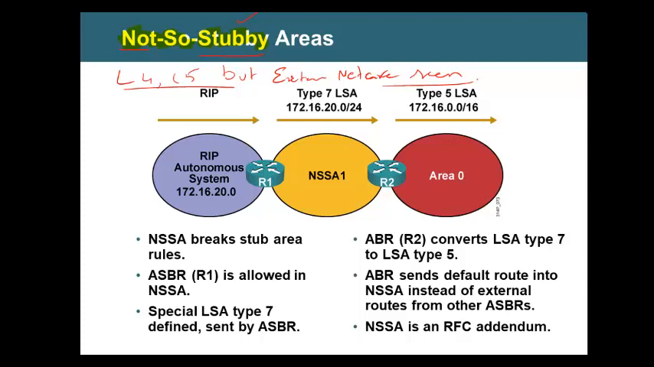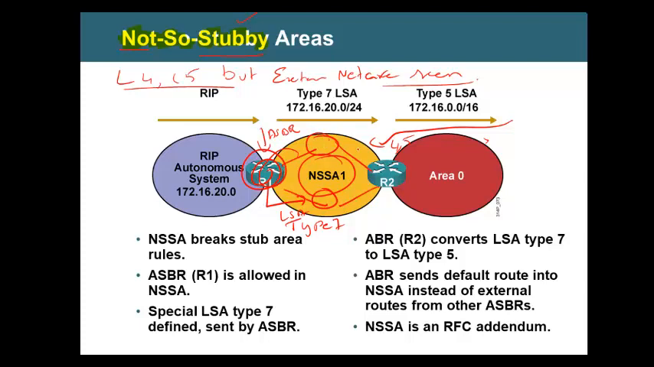How is that possible? Because type 4 and 5 are denied. That is true if this is a not so stubby area. Type 4 and 5 entering here is not allowed, but the local ASBR, this is the local ASBR, will send the external network as type 7. That is why the routers of this area can see the external network.